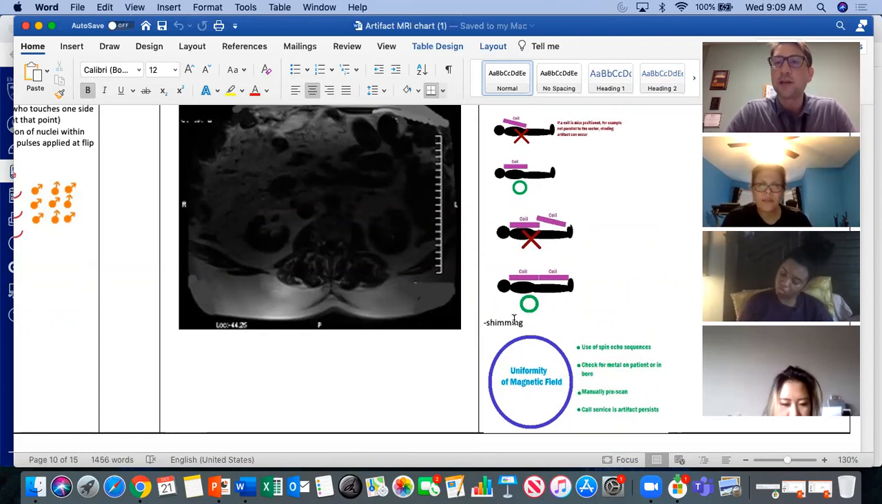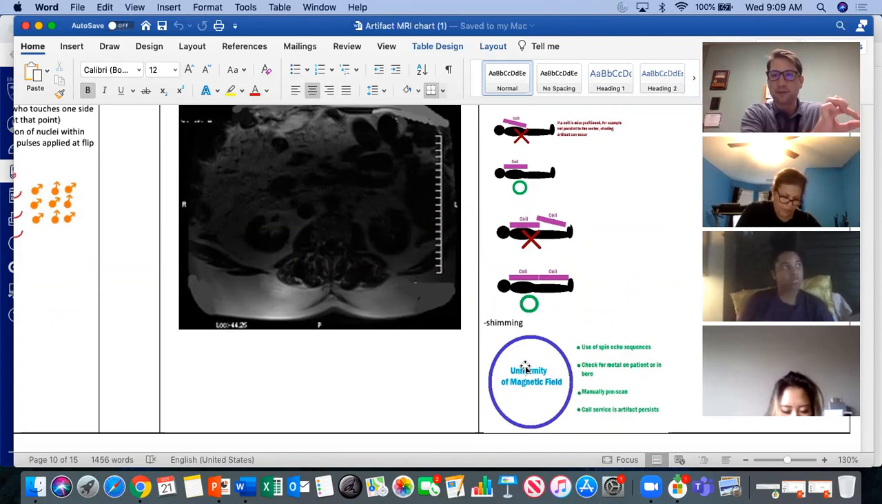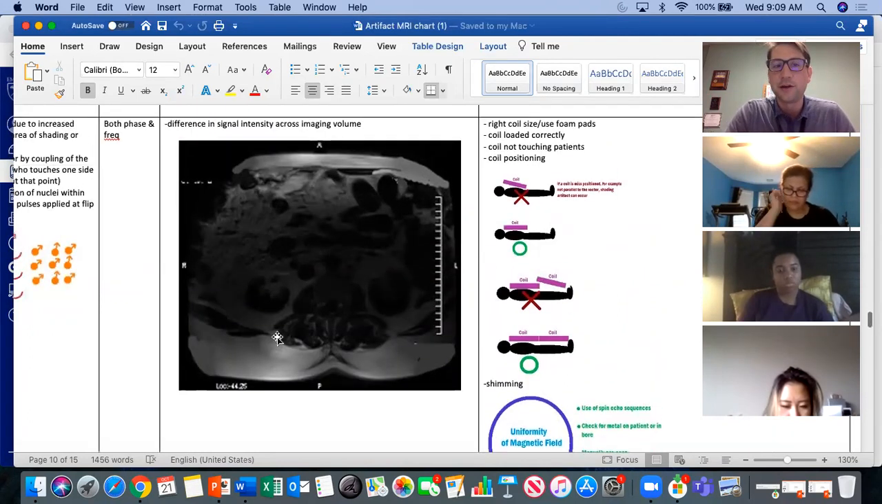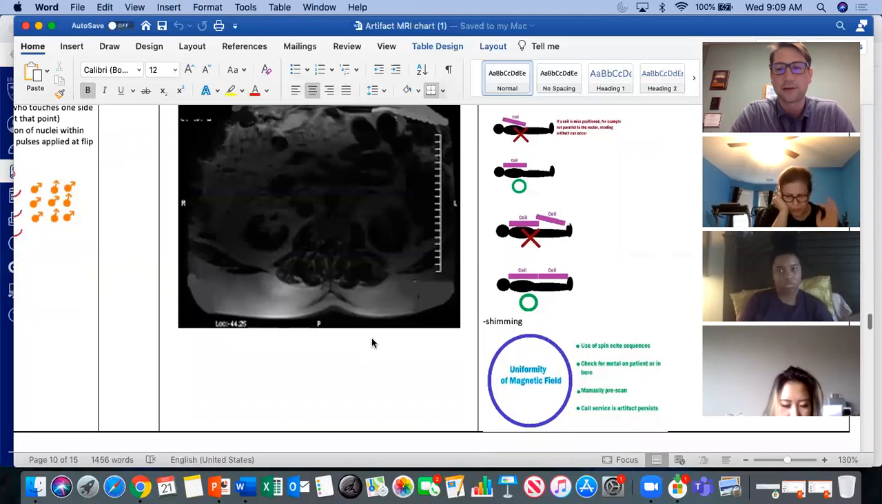So you can locally shim with your shim coil on a GE and a Siemens scanner, but you want to make sure that the system automatically shims before every pulse sequence. So when you see that in the bottom left corner on a Siemens scanner, it says magnet is shimming, let it do its job, because that's going to make the field as homogeneous as possible. And when we get a homogeneous field, we'll get less of this artifact where we get variation in the image contrast.